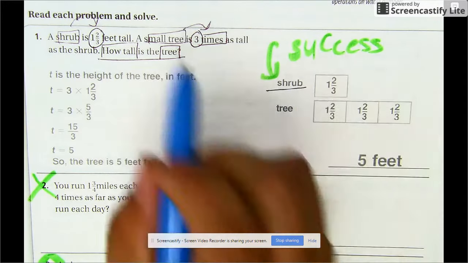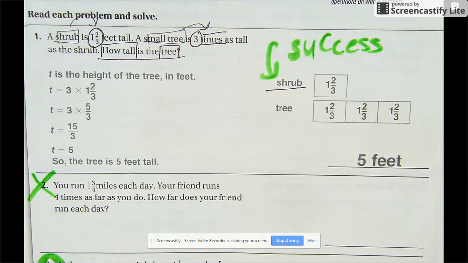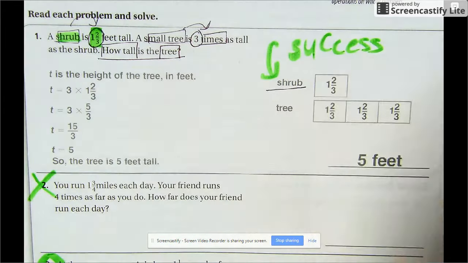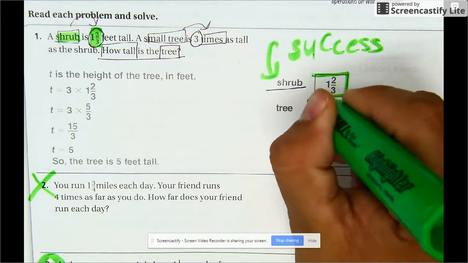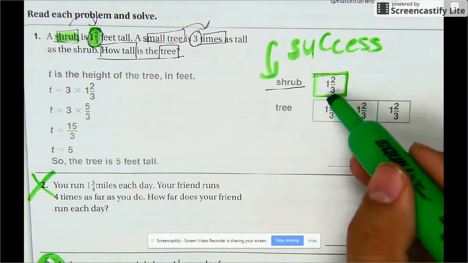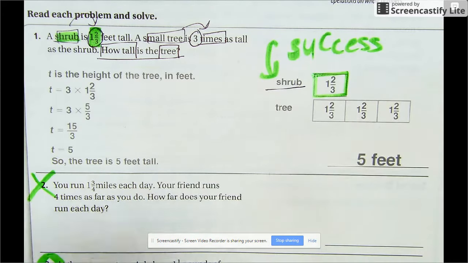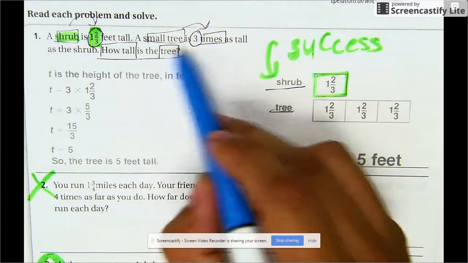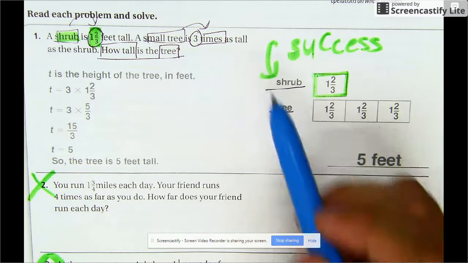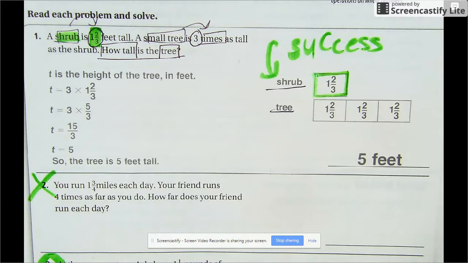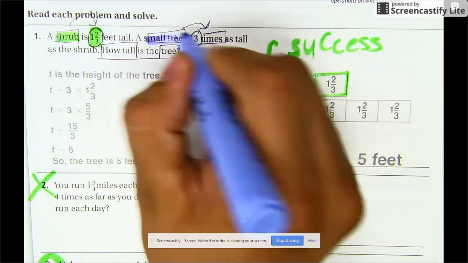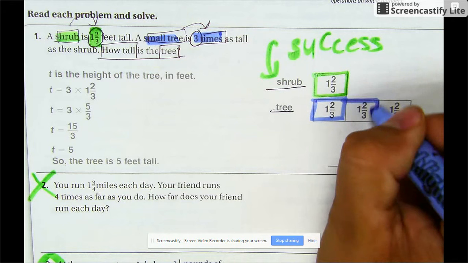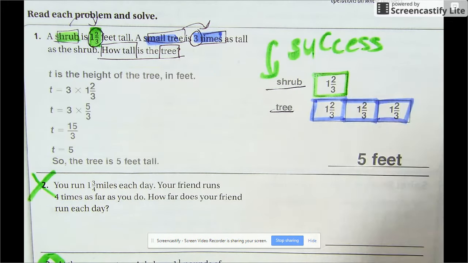The shrub, as it says right here, is 1 2/3 tall, so we draw 1 square to model that size. And then according to the word problem, the small tree is 3 times as tall as the shrub. The small tree is 3 times as tall, which is why we draw 3 of these. That's 1, that's 2, that's 3.